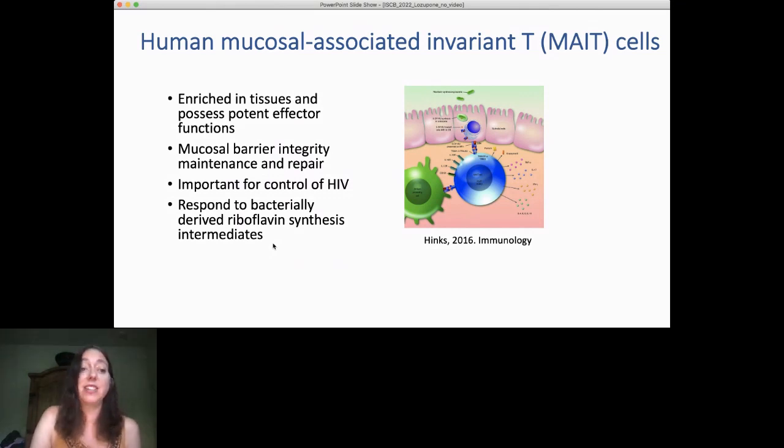And these MAIT cells have already been described to closely interface with the gut, even though they're largely observed in the blood, through specific microbial metabolites. So they respond to bacterially derived riboflavin synthesis intermediates. And our preliminary follow-up experiments have actually shown that this altered microbiome in high-risk MSM has less genetic capability to produce these intermediates that MAITs respond to. And so again, this is one that we have really been interested in and have begun to follow up in the lab for its potential implications in HIV control and transmission.